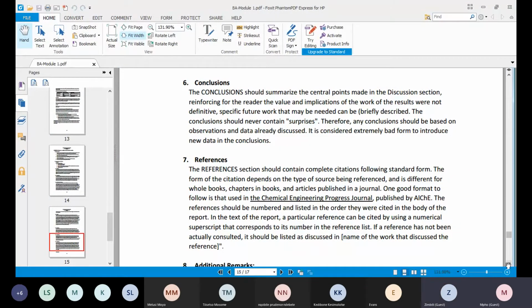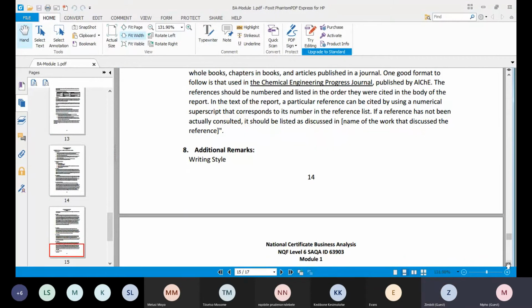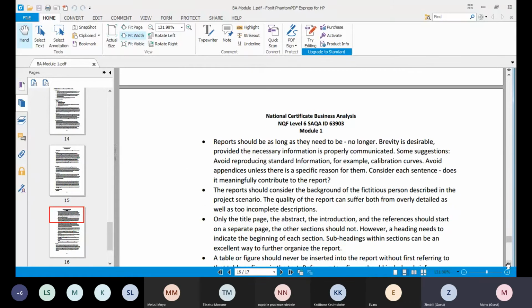And number 8, okay, these are just additional remarks. We have writing style, which refers to the style in which you choose to write a report. That should be consistent in terms of font, grammar, spacing, page numbers, etc.